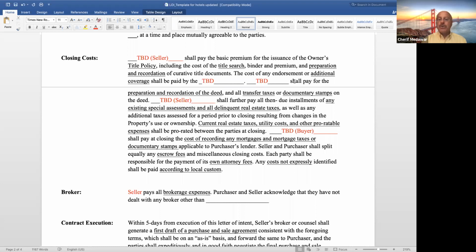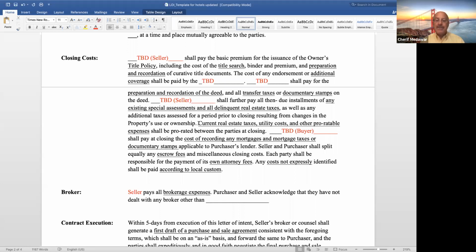To be decided also who is going to pay for the preparation and recordation of the deed. Usually we do it 50-50, and all transfer taxes, well, transfer taxes could also be shared, or documentary stamps on the deed. Usually the seller shall further pay all then due installments and any existing special assessments and all delinquent real estate taxes, as well as any additional taxes assessed for a period prior to closing resulting from changes in the property's use or ownership. So this is obviously something the seller has to pay for.